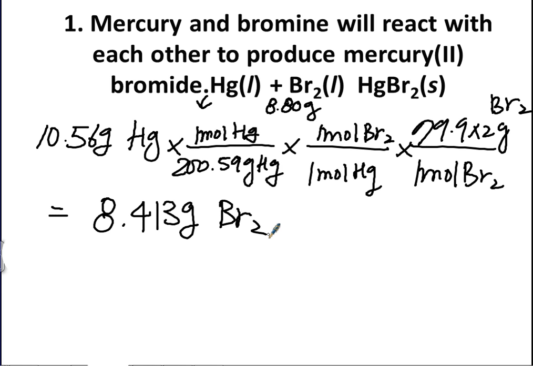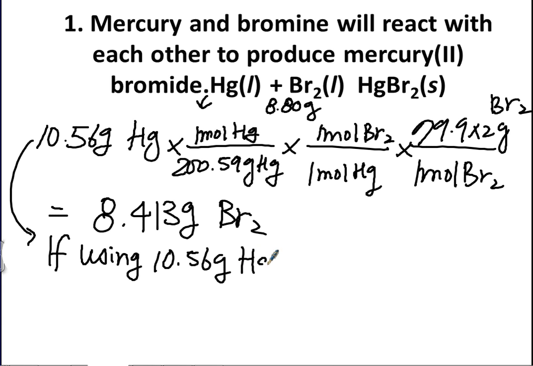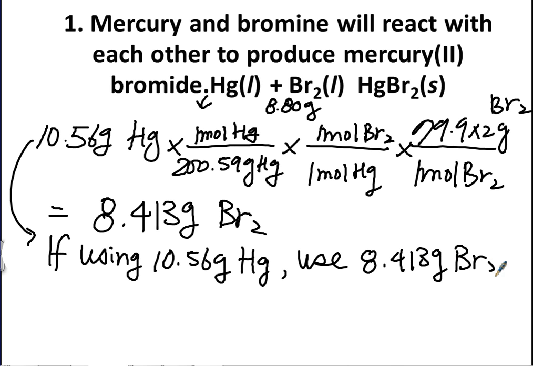Now, this is very important. Think about what that number means. I'm using 10.56. By doing this math, I figured out this: if using 10.56 grams of mercury, then I'll use up 8.413 grams of Br2. But that's the only amount that I'm using.